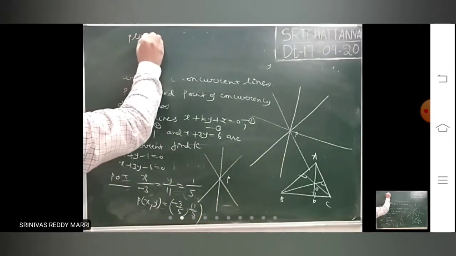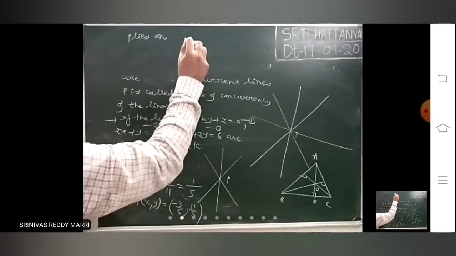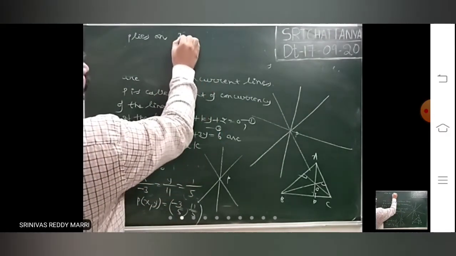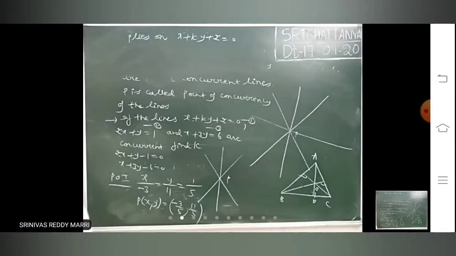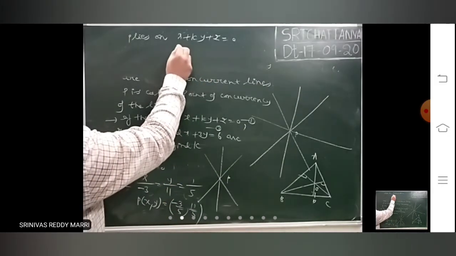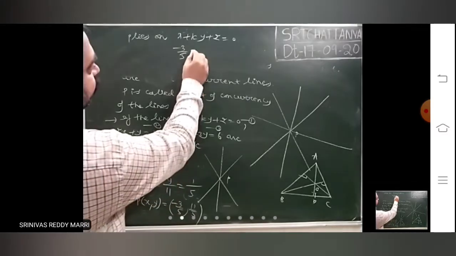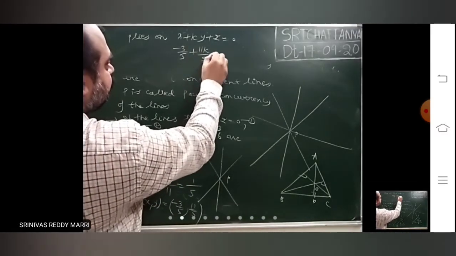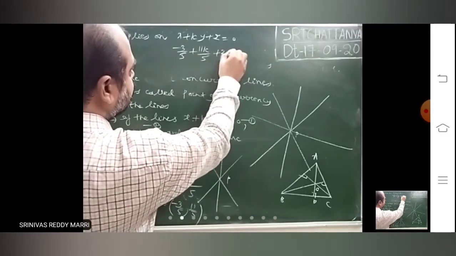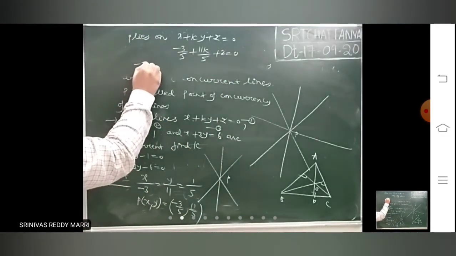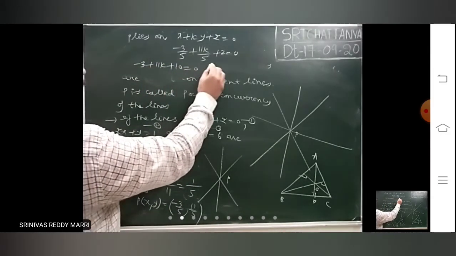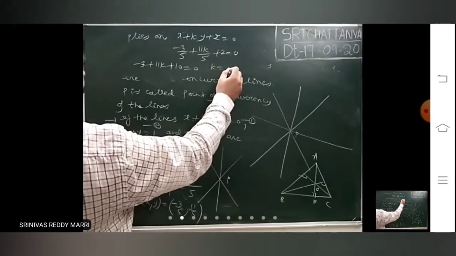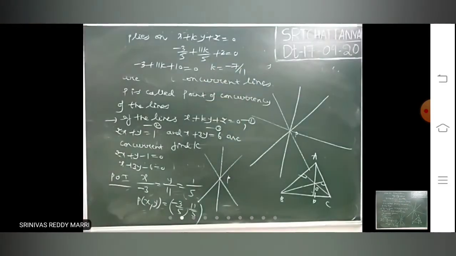Therefore, P lies on the third line. Write that down. You can find the intersection of any two lines, and the point comes easily. P lies on this line. Lies on this line means minus 3/5 plus 11k/5 plus 2 equals 0. That means minus 3 plus 11k plus 10 equals 0. So k equals minus 7 by 11.